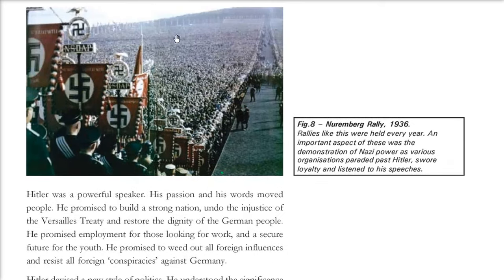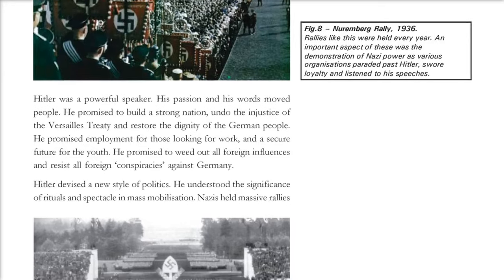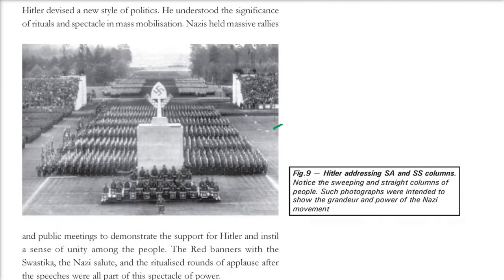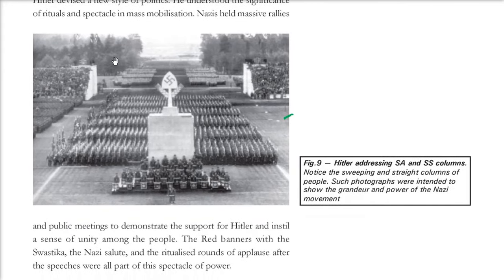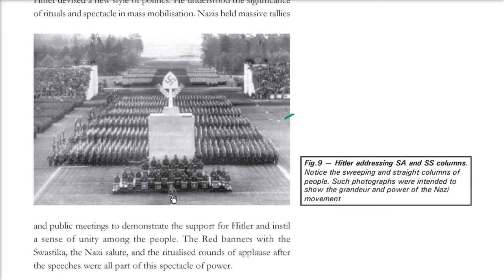This is the Nuremberg rally in 1936. How many people are here? This is how they spread their message through propaganda. It's a different way to think. Here also, you see Hitler addressing the SA and SS. That is a properly planned and organized way of speaking.